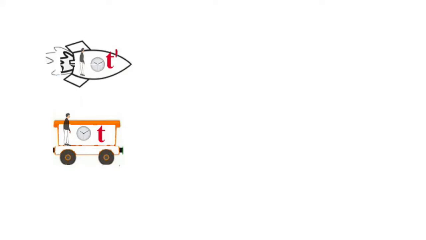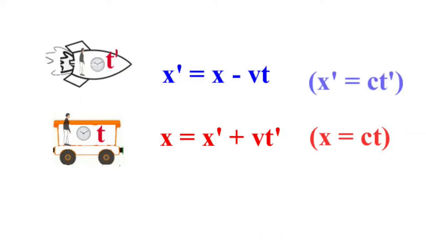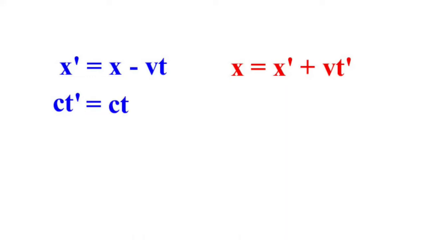So we have a stationary observer and we have a moving observer, and we have our two formulas for distance. x equals x prime plus vt prime and x prime equals x minus vt, and we have our two measurements of the speed of light from the two different points of view. From that we can see that x equals ct and x prime equals ct prime, so we can substitute in our distance formula and we get ct prime equals ct minus vt, and ct equals ct prime plus vt prime.